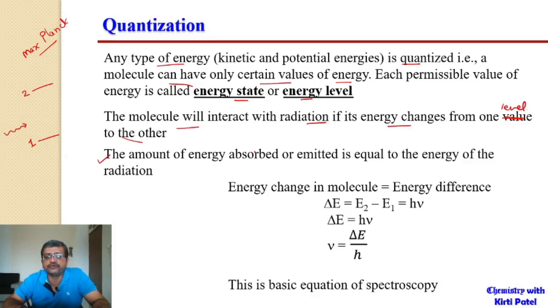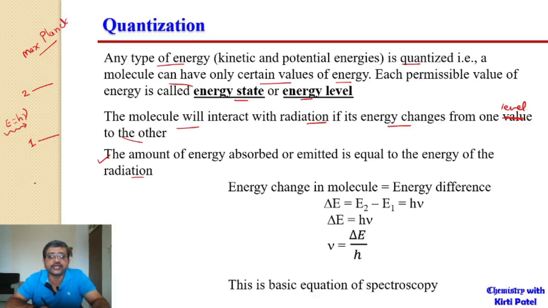The amount of energy absorbed or emitted is equal to the energy of the radiation. Means the radiation will be completely absorbed, and the transition that happens here will be equal to the amount of energy associated with the radiation. The molecule will gain as much energy as the radiation has when it goes from energy level 1 to energy level 2. So the change in energy in a molecule will be equal to the difference in energy levels, that is E2 minus E1, which equals the energy associated with the radiation, that is E equals h nu.